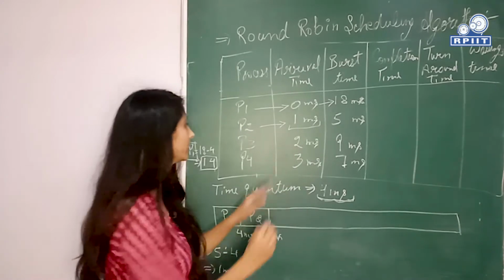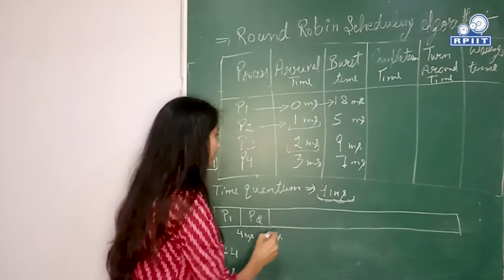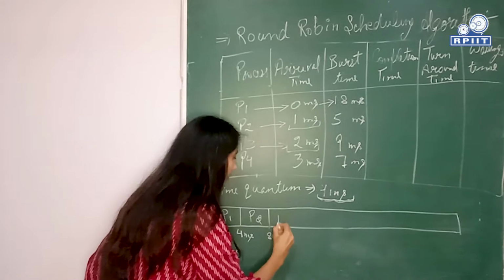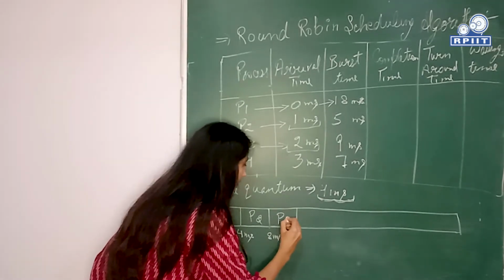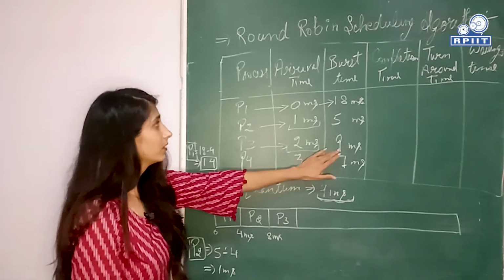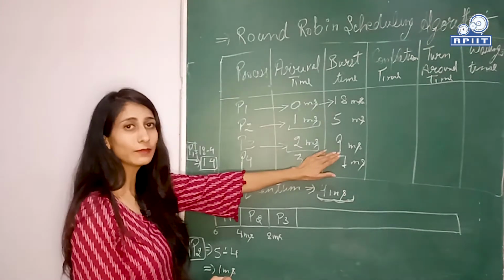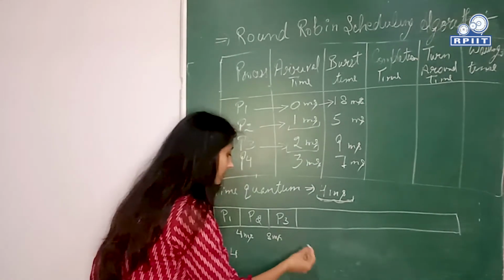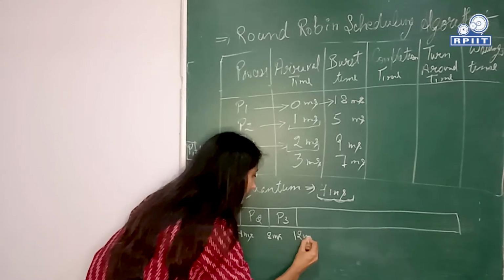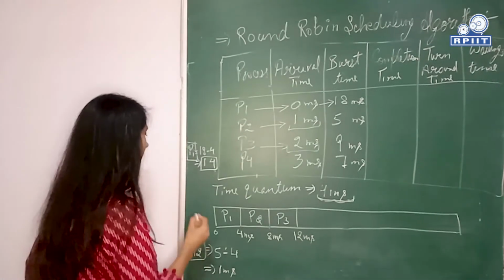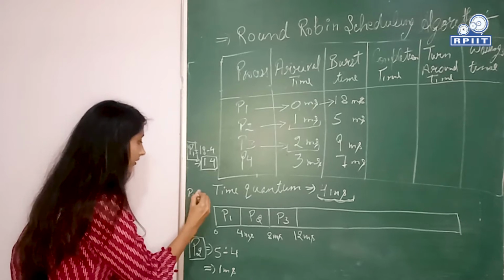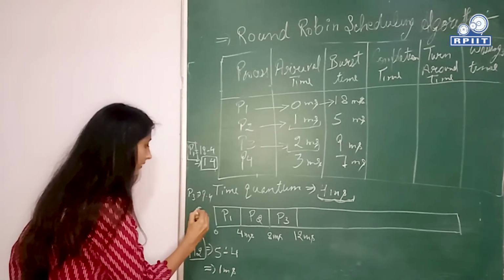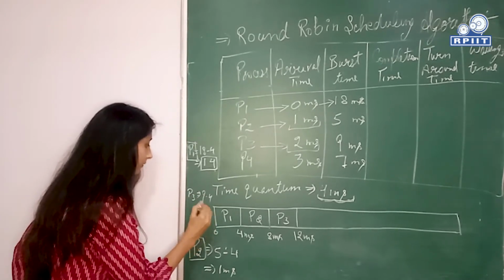Now we need to execute the third process, that is P3. Burst time of P3 is 9 milliseconds. Again P3 will run a maximum of 4 milliseconds in one turn. That means 9 minus 4 is 5 milliseconds left of P3.